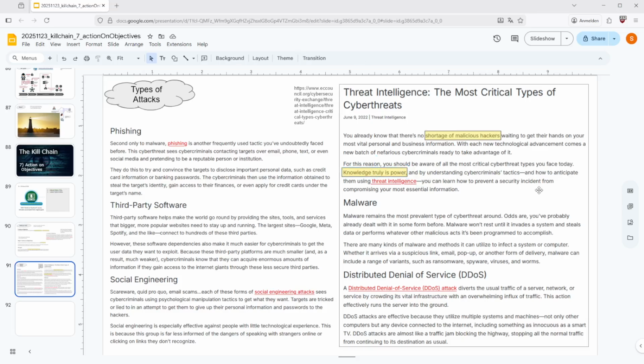By understanding cyber criminals' tactics and how to anticipate them using threat intelligence. Yes, threat intelligence is anticipation. Also, good point. So EC-Council is doing an outstanding job here, I think. Then you can learn how to prevent a cybersecurity incident from compromising your most essential information.